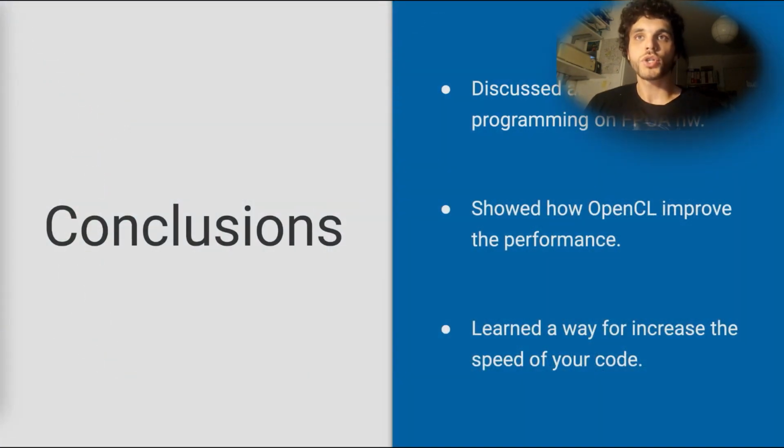In conclusion, we have discussed what OpenCL is, the way that we need to use OpenCL for writing our programs, and for exploiting FPGA hardware architectures. I have shown how OpenCL can improve performance with the different kinds of kernels, one tailored for some cases, and the other one, the single work item kernel, tailored for others. And in the end, we have learned that there are other ways, like OpenMP, for increasing the speed and performance of your code, but OpenCL is also one of them.